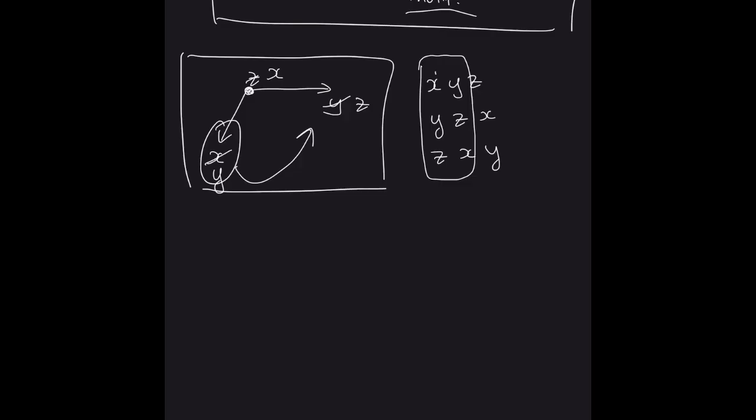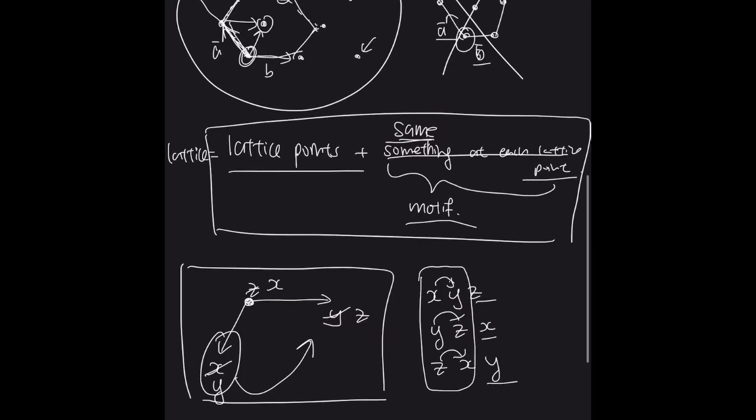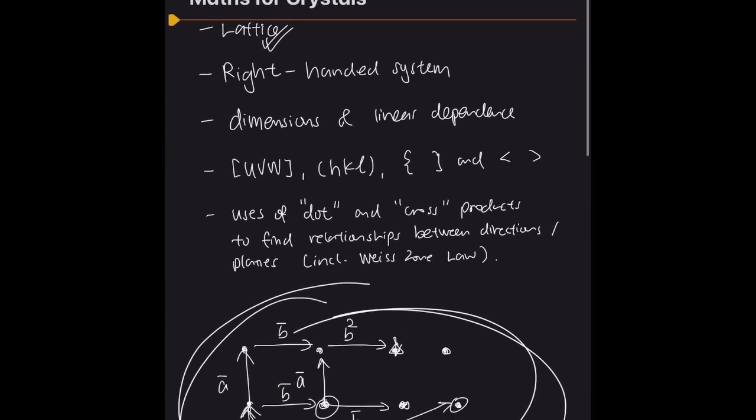So you curl your finger from X to Y, that gives you Z. From Y to Z, that gives you X. And from Z to X, that gives you Y. So that's all there is about a right-handed system.